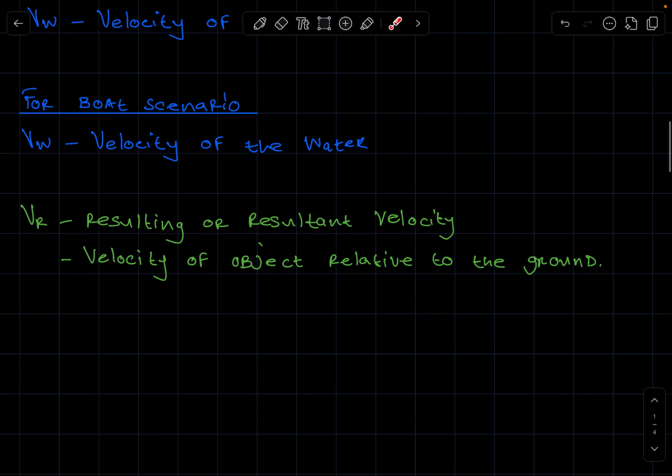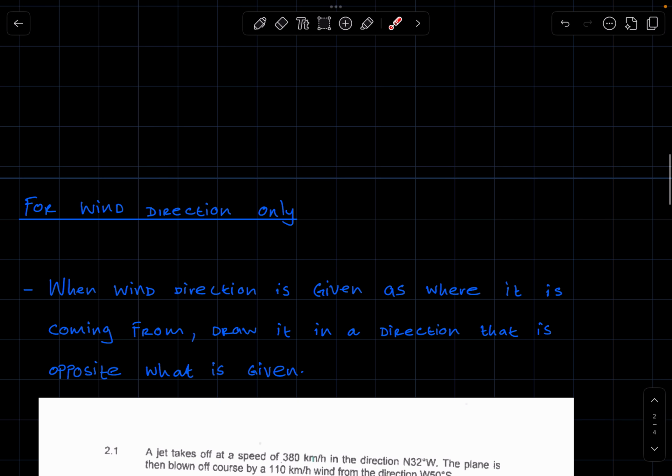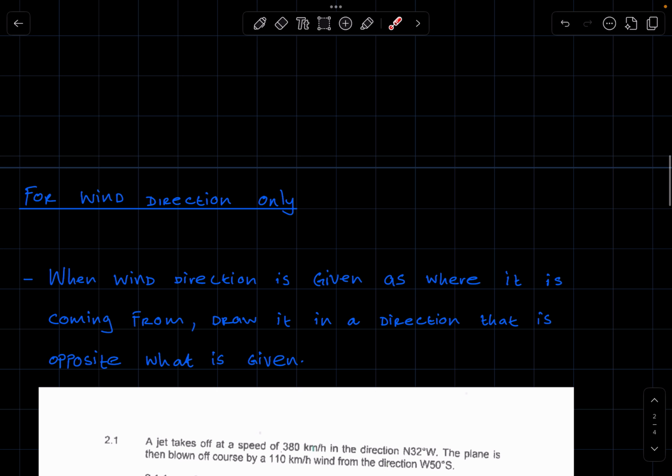Right. Now, it is also important that you take note of the following: the direction of the wind. It is important that you are able to interpret the direction of the wind. So I'm going to explain how you interpret the direction of the wind based on how it is given.